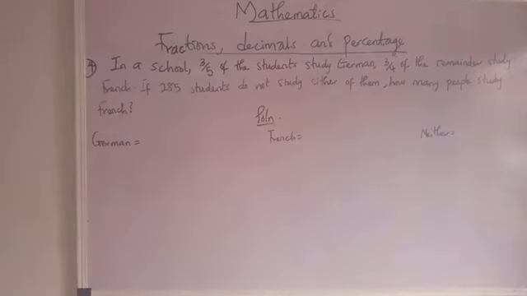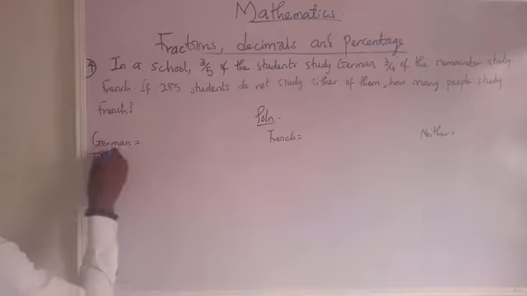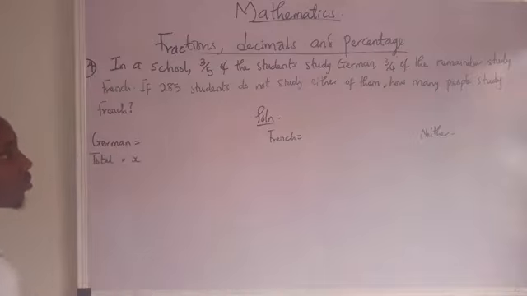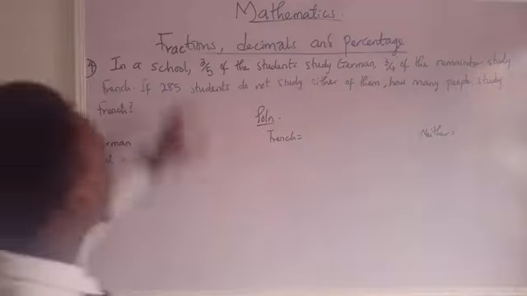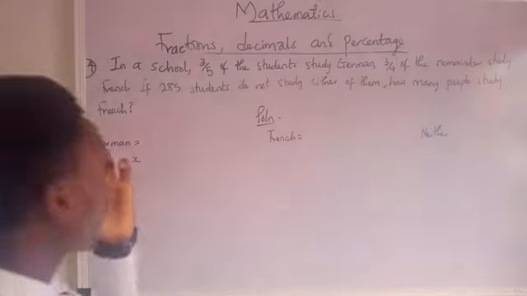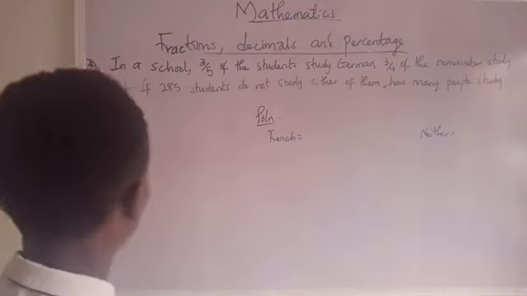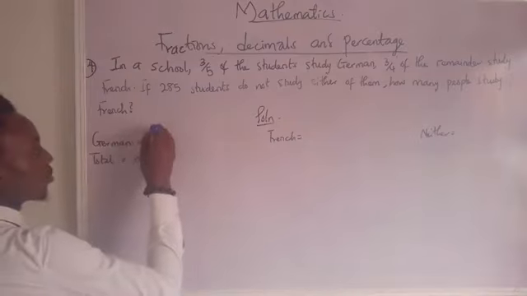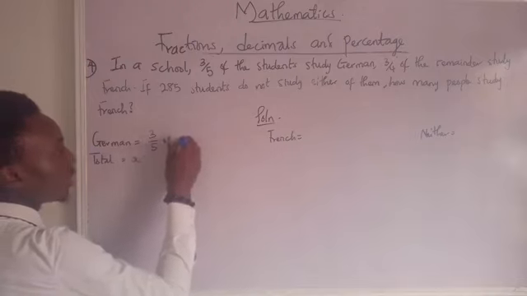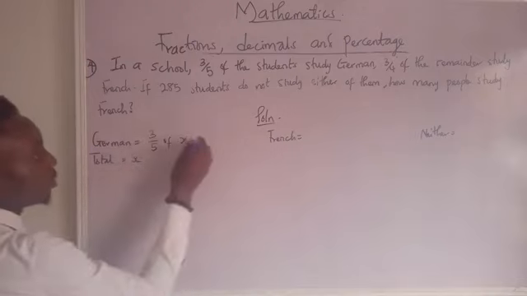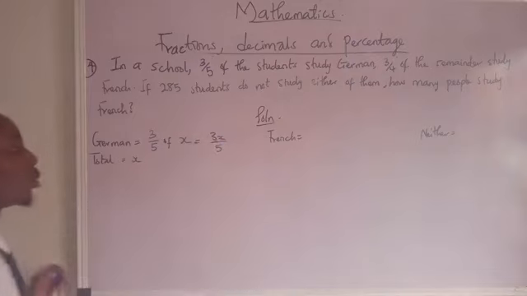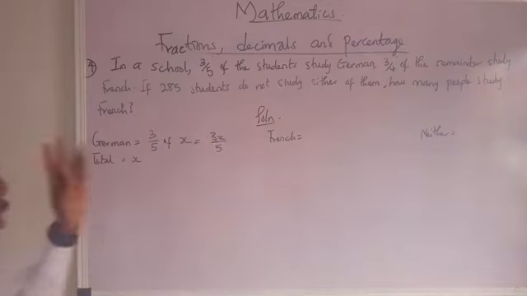Now, let's assume the total students in this school to be x. Now, they said 3/5 of the students study German. What does it mean? Of the students, this will be the total number of students. So you have 3x/5 as the total number of students studying German.